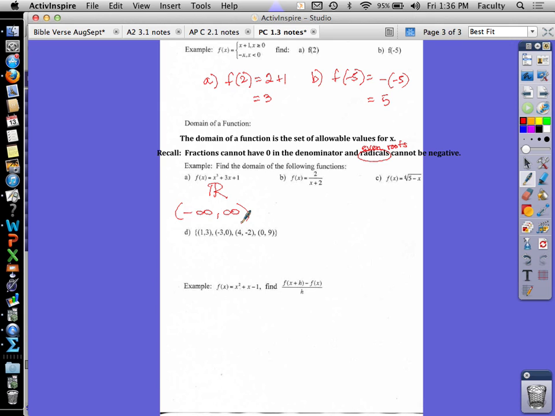So how about B? John, what do you think about B? What can't I plug in? Negative 2. Okay, so we know x can't be negative 2 because that makes that denominator 0. But let's watch how we can do that in interval notation. This is negative infinity to negative 2 union negative 2 to infinity.